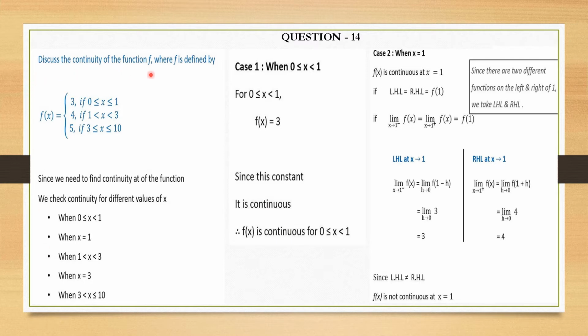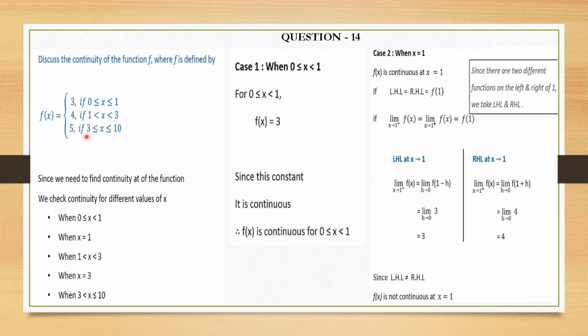Discuss the continuity of the function f defined by: 3 when x is lying between 0 and 1, 4 when x is between 1 and 3, and this equal to sign means at these values of x equal to 0 or equal to 1 the same defining is there, and when x is between 3 and 10, at 5, the value is given.